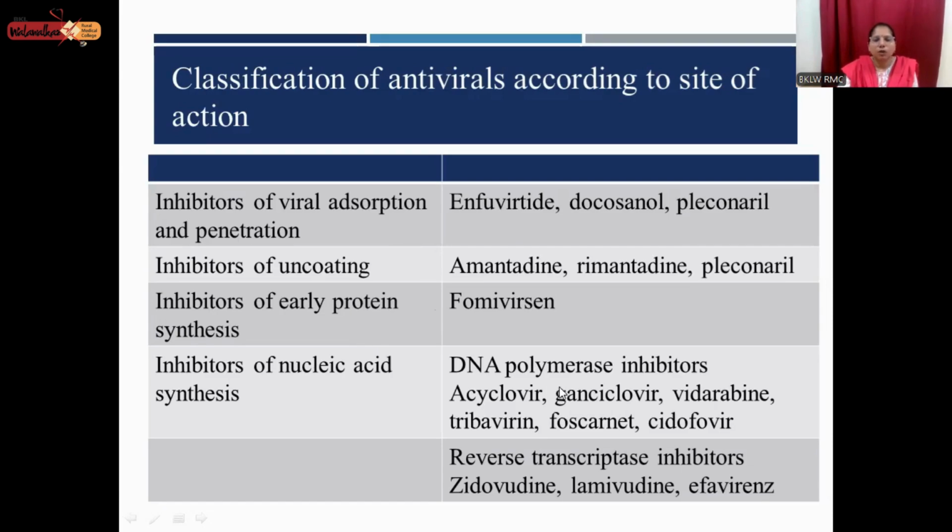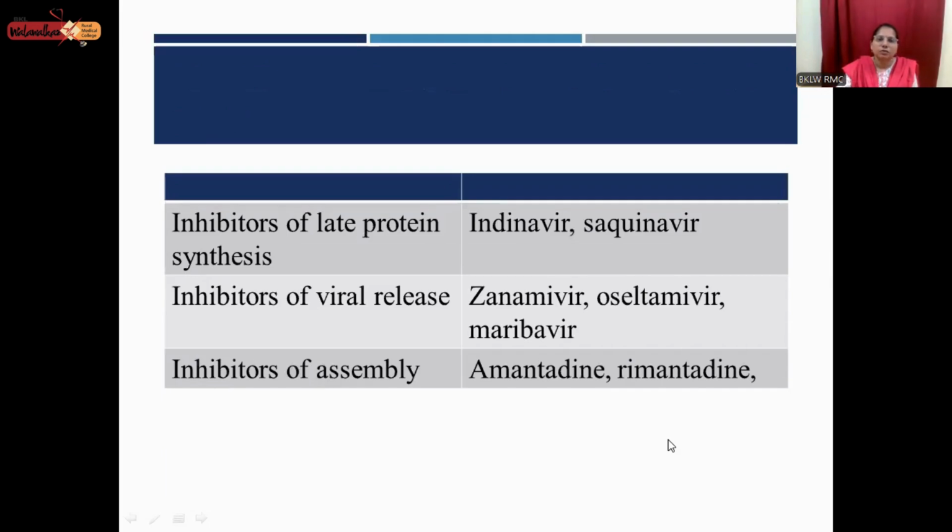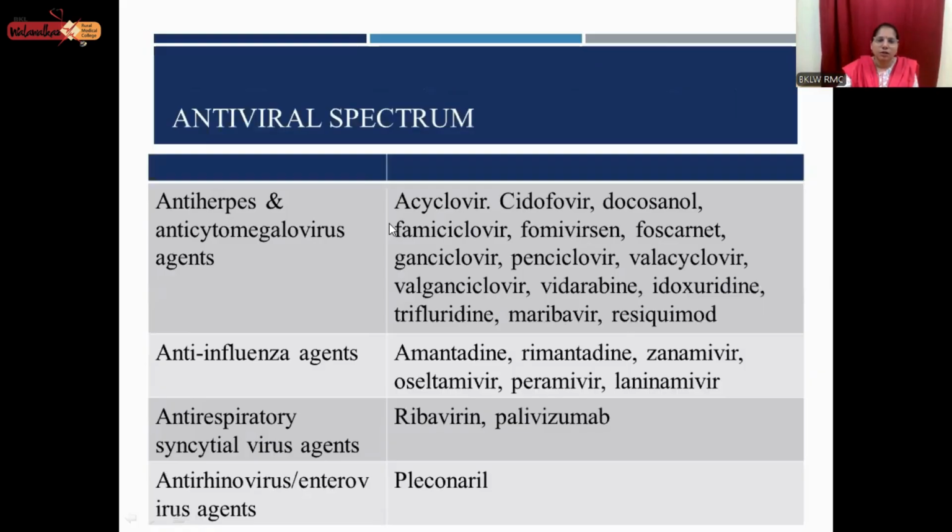The very important drug is acyclovir, which inhibits DNA polymerase enzymes. Next, the important ones that came into the market are ganciclovir, vidarabine, ribavirin, foscarnet and cidofovir. They also inhibit DNA polymerase enzyme and nucleic acid synthesis. Next come the reverse transcriptase inhibitors: zidovudine, lamivudine and efavirenz. These are also drugs available for the treatment of HIV infections. This is how the drugs are grouped into different classes.